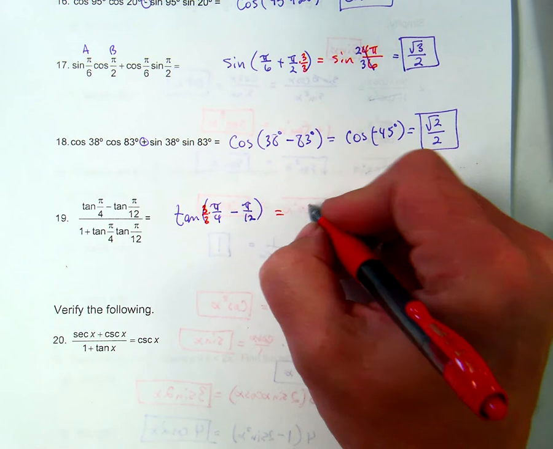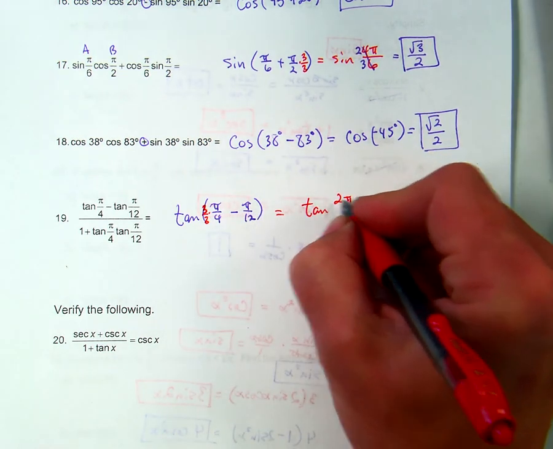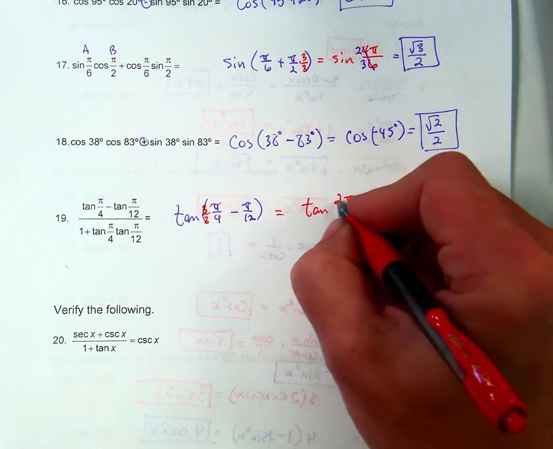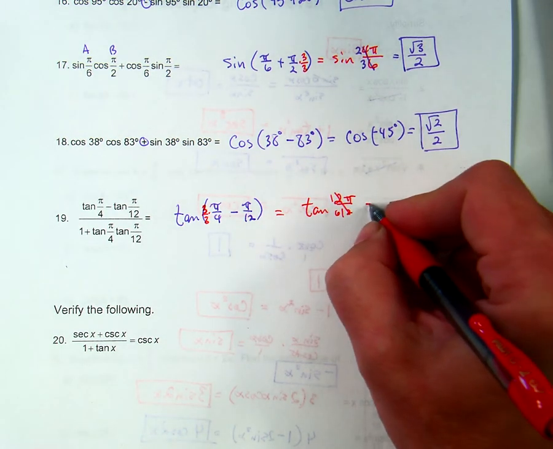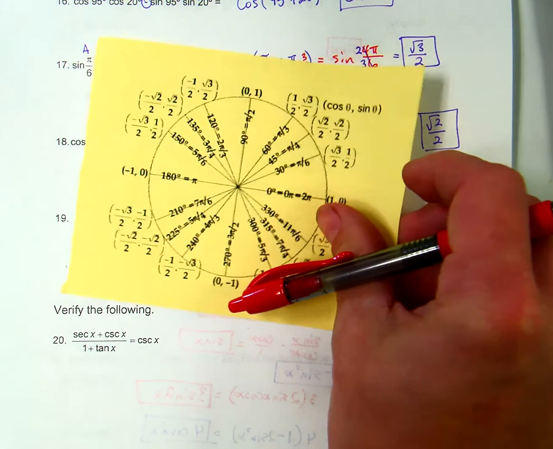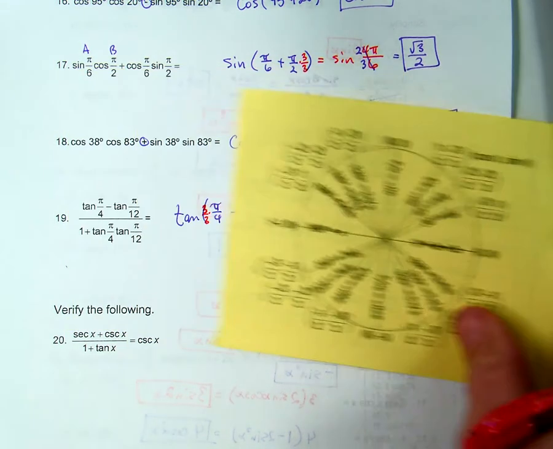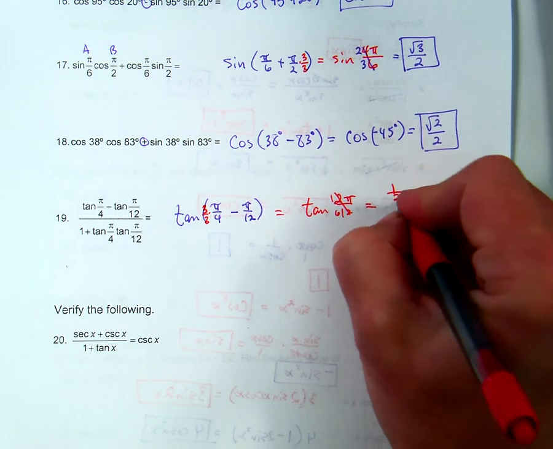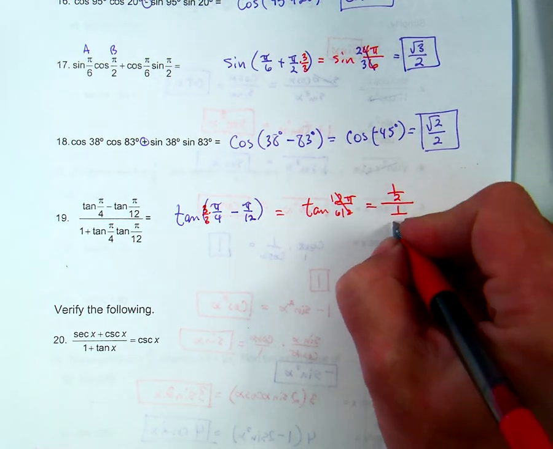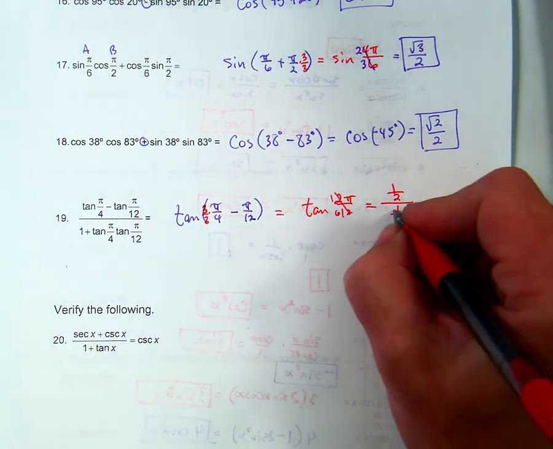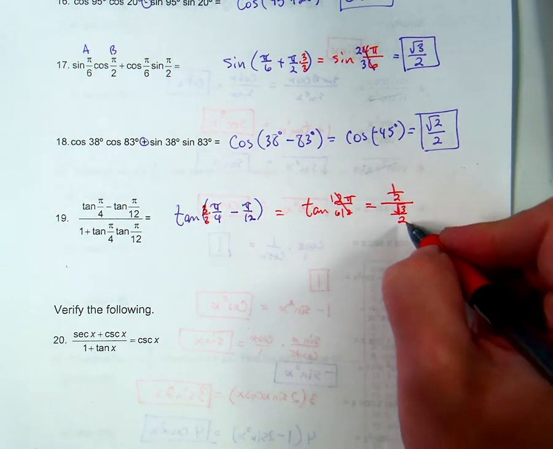And we will end up with tangent of 3 pi minus a pi, so it's 2 pi over 12, or reduced down to pi over 6. Tangent of pi over 6, if we look at our unit circle once again, pi over 6 is right here. It's y over x, so it's 1/2 over the square root of 3 over 2.